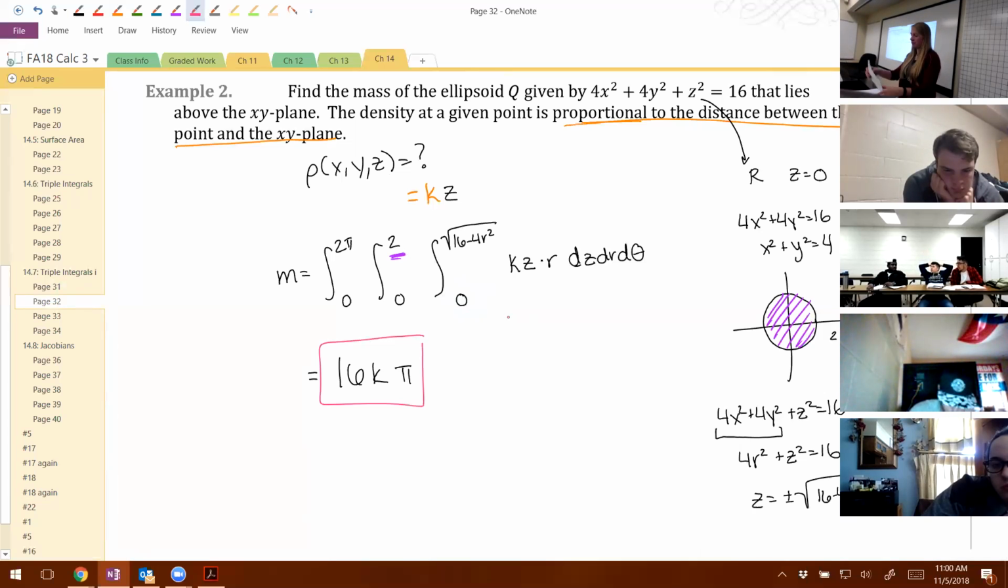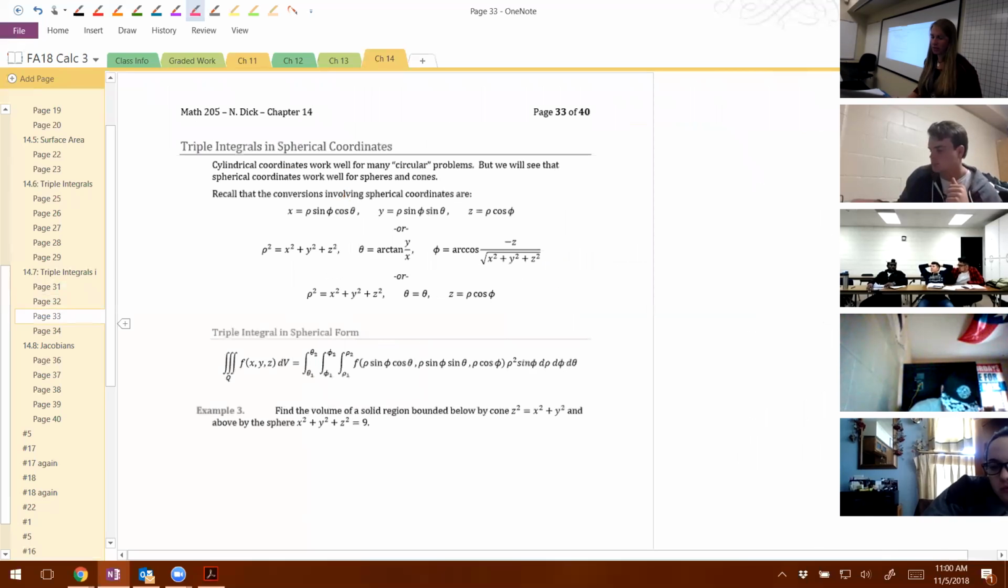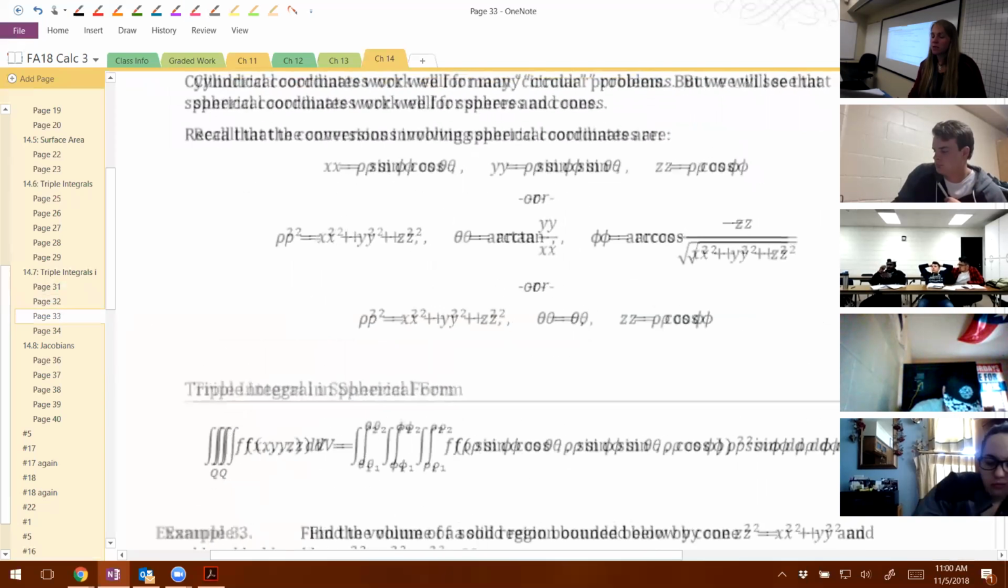All right. So I know I skipped all the work there. Really, this one's not too hard. This is one that I could expect you to do yourself, but we'll see if we can get this section finished. Okay. Spherical coordinates.